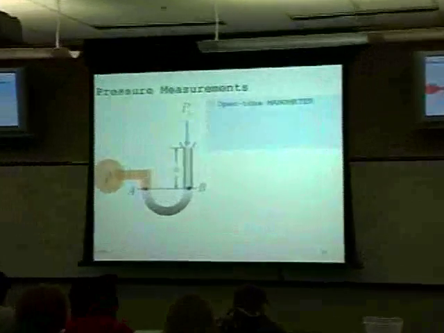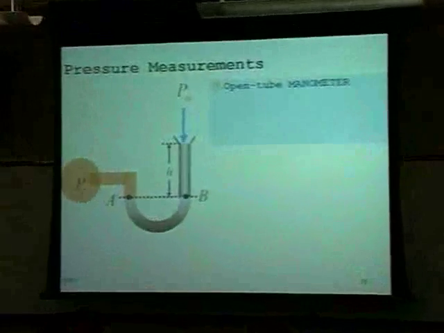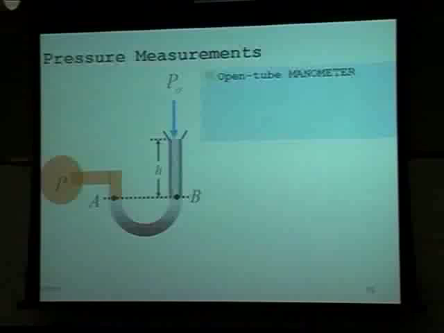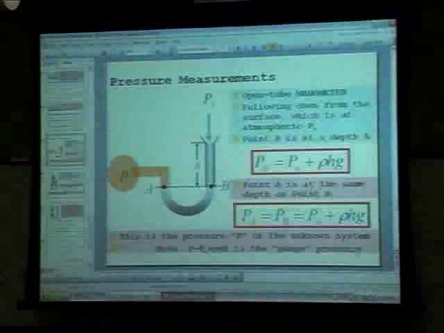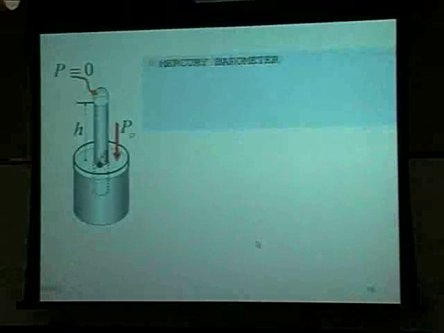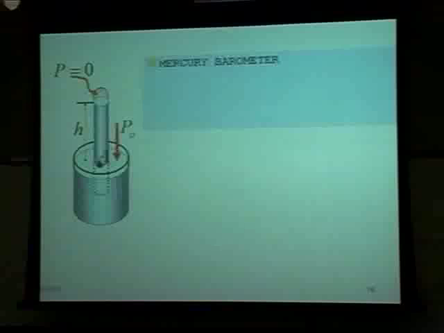Pressure measurements. Let's skip this one. Here's a barometer, a mercury barometer. Let's see how a mercury barometer might work.